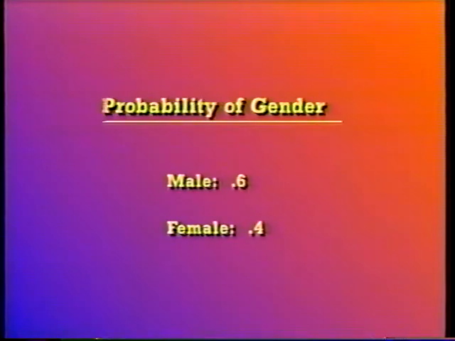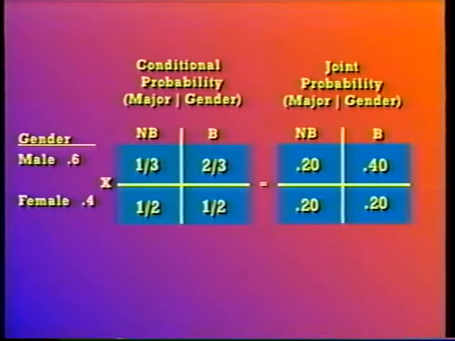Step number 1, begin with the marginal probabilities we derived earlier in the program. Probability of M is 0.6, probability of F is 0.4. Step number 2, multiply your marginal probabilities by the conditional probabilities.